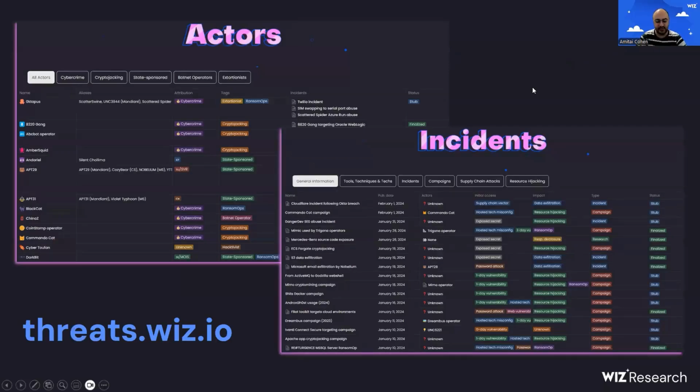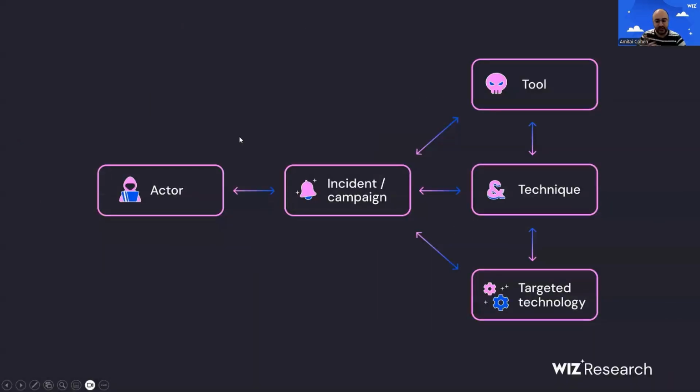Just to give you a taste of what it looks like, this is where we document incidents and the actors that are behind them. Every actor is related to an incident. Every incident is related to a tool or a technique or a targeted technology involved. And you can pivot between all of these as you look in the website.